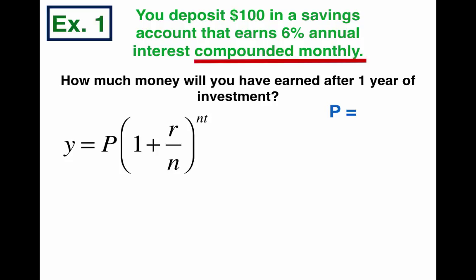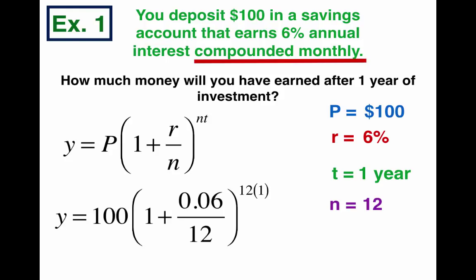What is the principal? What is the starting amount of money that you have? Well, you deposited $100, so that's your principal. Our rate is 6%, and we're getting it as annual interest. So for time, we're doing this for 1 year. Now for N, it's being compounded monthly. How many months are in a year? Yeah, 12 months in a year. So our N is equal to 12. So our job is to take our P, R, T, and N and replace them with these numbers.